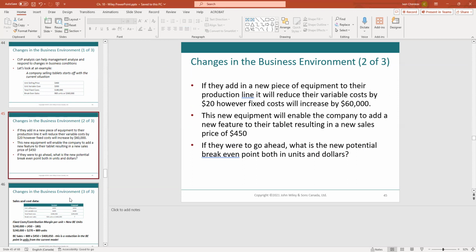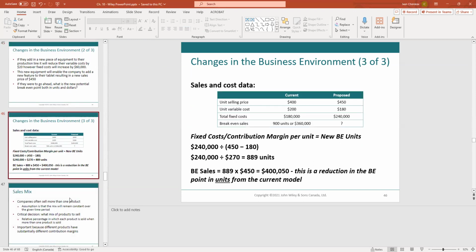This new equipment will allow the company to add the new feature that tablet, resulting in the new sales price of 450. So as you can see here, we're changing pretty much everything. We're changing the selling price with $50 up, variable cost with $20 up, and we're changing the fixed cost. What's going to happen now with the break even? That's the question.